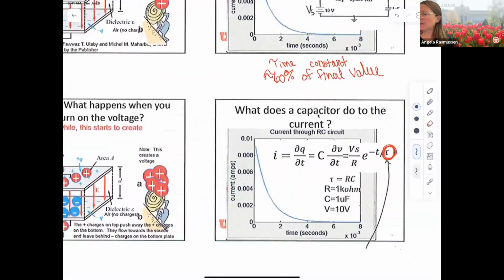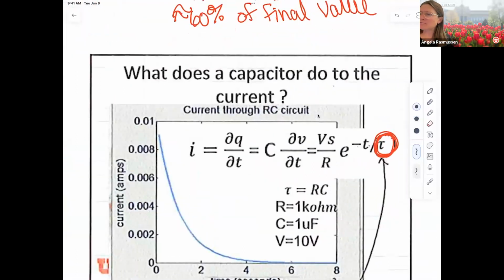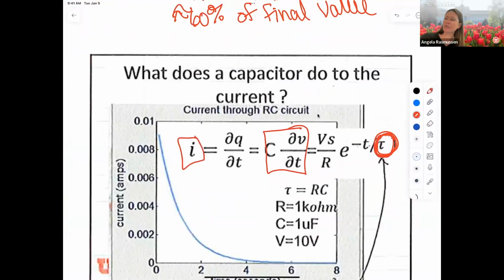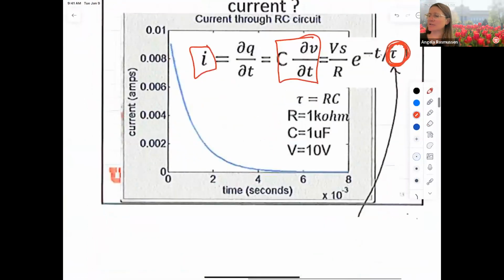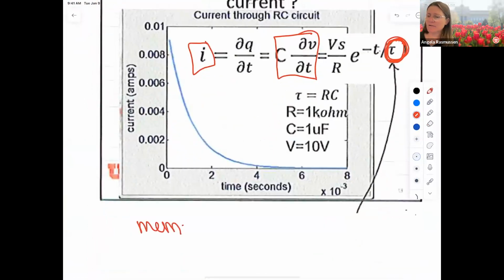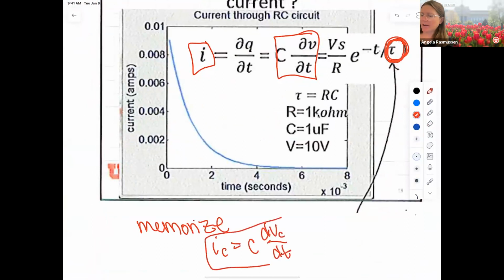The other thing is to memorize this equation: I is equal to C dV/dt. So this is one equation that you're going to have to memorize. So that's one equation that you have to memorize about a capacitor.